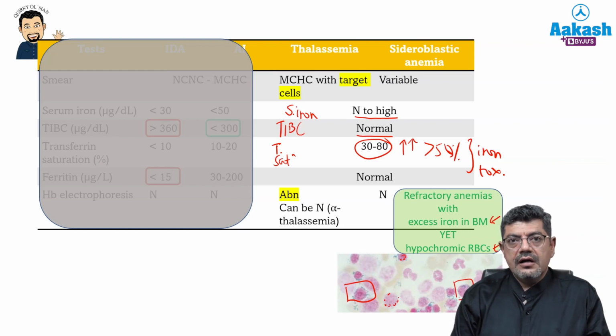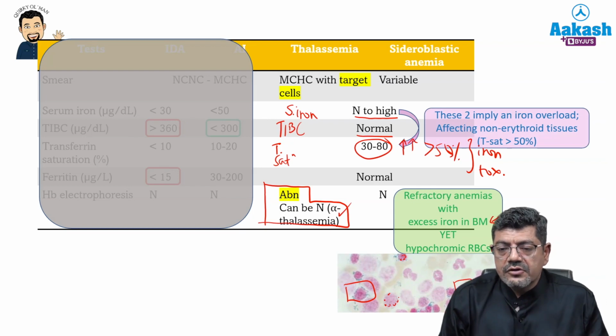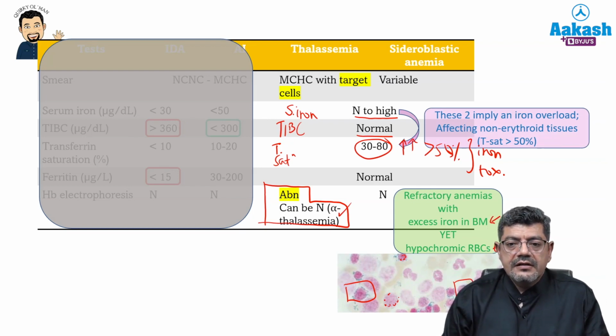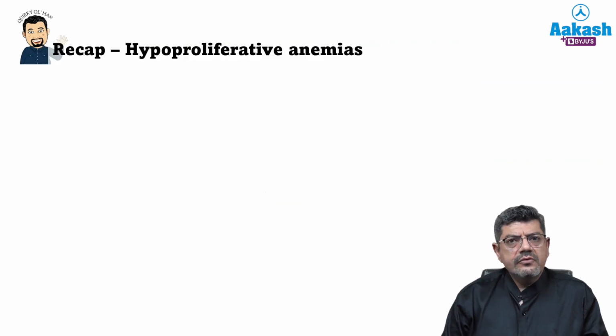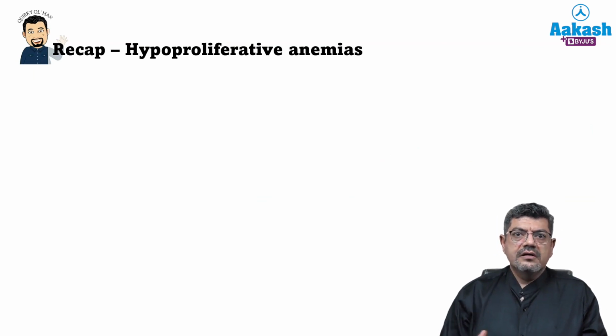And how do you establish conclusively whether it's thalassemia or sideroblastic anemia? Of course, with hemoglobin electrophoresis. Remember that hemoglobin electrophoresis can be normal in patients with alpha thalassemia, right? Okay, so I told you about how a high transferrin saturation and a high serum iron reflect an iron overload, right? So very quickly, let's go over a recap of what we have just discussed, right?